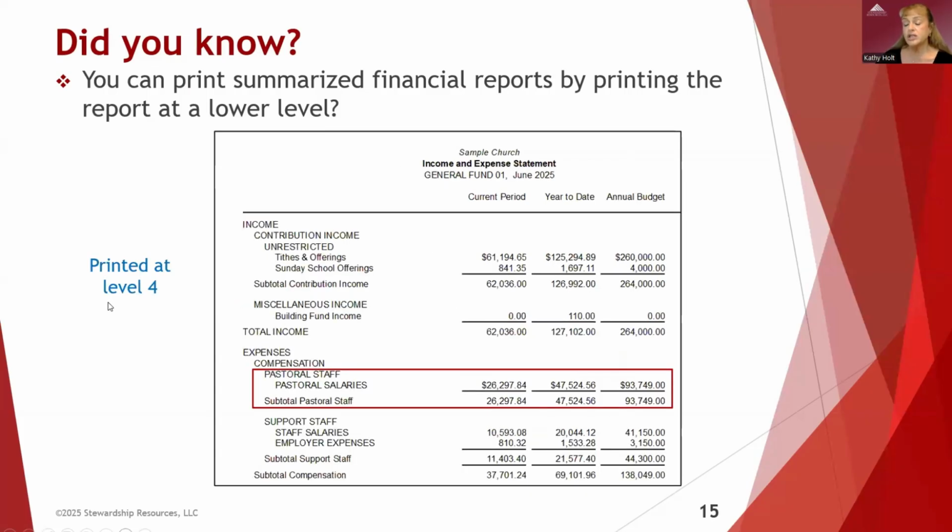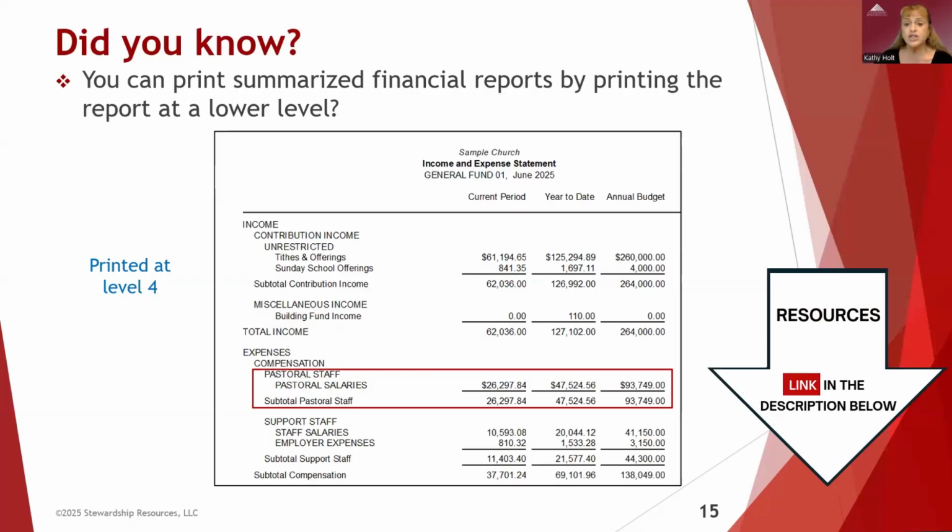So just by changing the level that you print a report at, depending on who's going to get this report, for example, congregations, when they get their reports, usually they like as few pages as possible. So they probably want a report printed at a lower level. Your finance team needs all the details, so they need it printed at a higher level. Level 3 is as low as you can go, but usually that's too low to go. But you can play around with it and see what works for you.